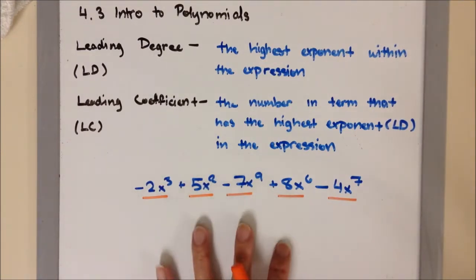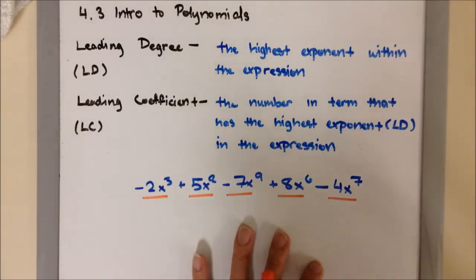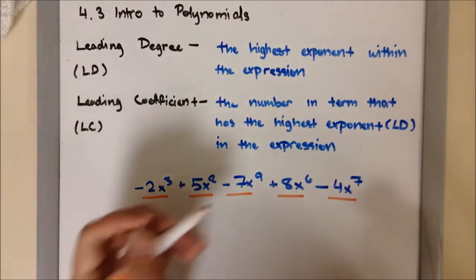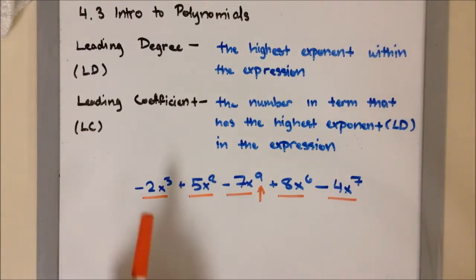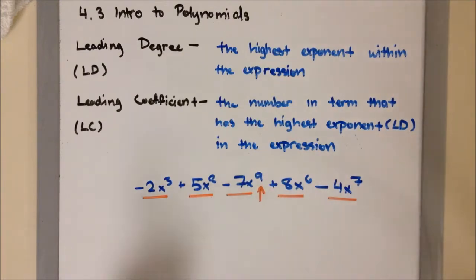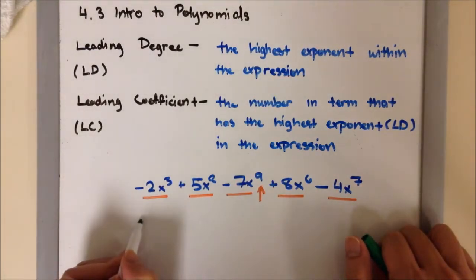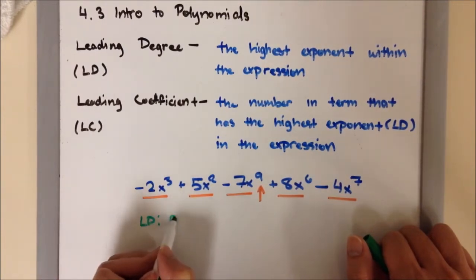Now, if they are in order, then you can easily see. Now, I want to talk about this one first. So you might have some where they're not in order. If they are not in order, then you always just look for the highest exponent. In this case, it's this one right here, 9. It has the highest exponent because if you look, 3, 2, 9, 6, and 7, of all the exponents that you have there, 9 is the highest. So if 9 is the highest, then my LD, which you can just write on your test or in your work, LD is 9.